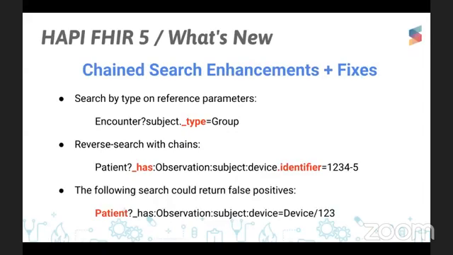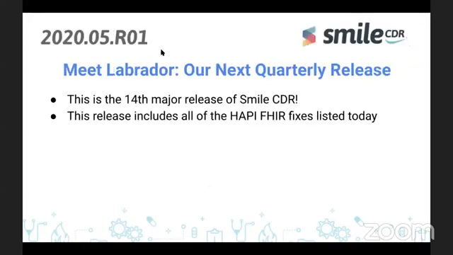Let's see what else. Finally, we've made a bunch of improvements to the ability to do chained searches. I've outlined those here. I don't want to go through all of the details, but there are a couple of really nice new features. These were corner cases in the FHIR spec that we had not supported before and have now gone through and added support for. So a bunch of new support for fancy FHIR features in HAPI FHIR now.